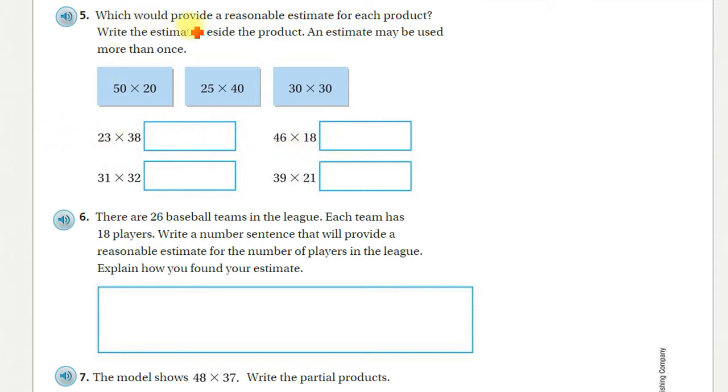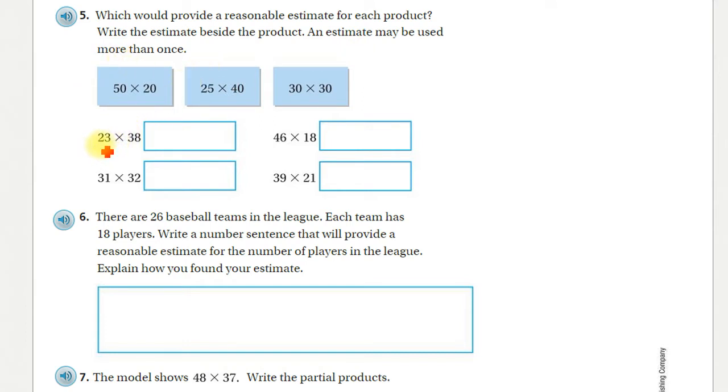Okay, so it says, which would provide a reasonable estimate for each product? Write the estimate beside the product. An estimate may be used more than once. So here are the different estimates. There's 3 of them. Notice there's 4 problems, but that's okay because an estimate may be used more than once.